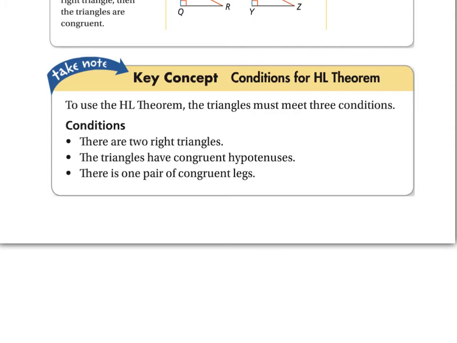Okay? The triangles have to have congruent hypotenuses. So the hypotenuses have to be congruent to each other, or the side that is opposite of the right angle. And then the last part is there is one pair of congruent legs. So these are the three things you're looking for. Two right triangles, two hypotenuses that are congruent, and two legs that are congruent. One pair of hypotenuses and one pair of legs that are congruent. That's what you're going to look for in your proof to put in your steps. Okay? So this is an important part here, the conditions for the HL theorem.